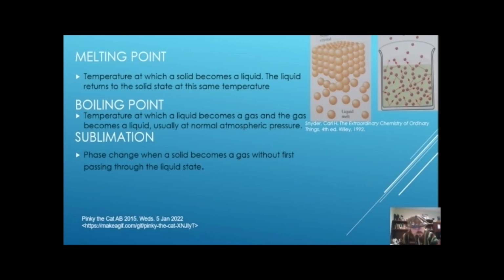Now, there's one more phase change type we can talk about, and that is sublimation. It's a phase change where a solid goes straight to a gas without first passing through a liquid state. This is not too common, but it's something you may have still seen. Dry ice does this. Dry ice is essentially solid CO2.